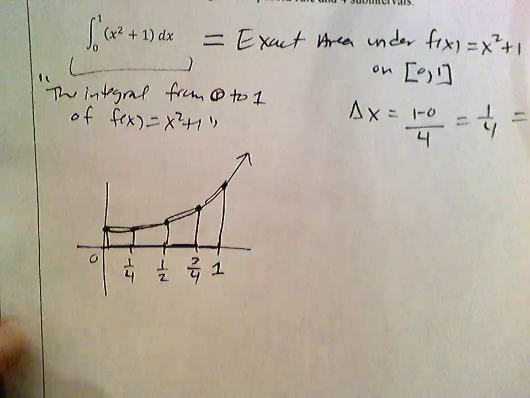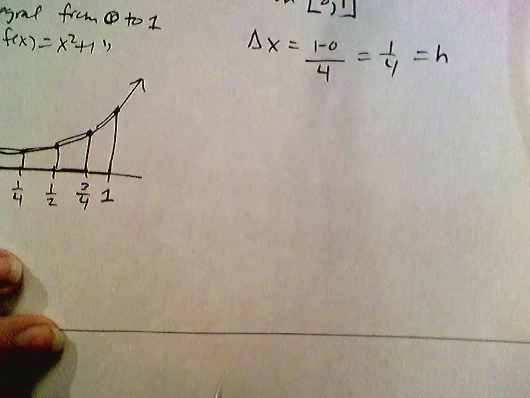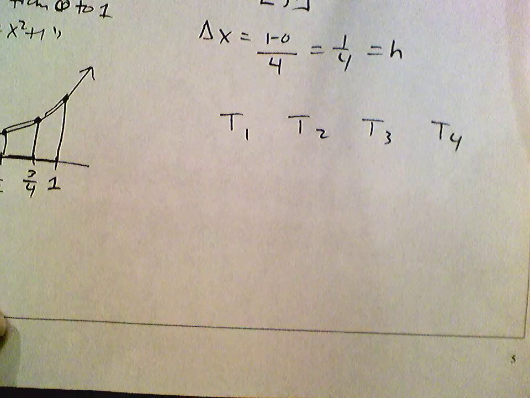Okay? And then I'm just going to do the same thing that we did on the front. Okay, so we've got 4 this time. So trapezoid 1, trapezoid 2, trapezoid 3, trapezoid 4. We're almost done, guys.